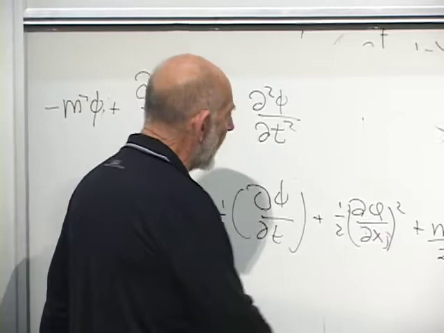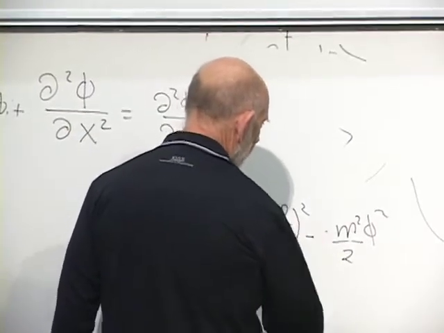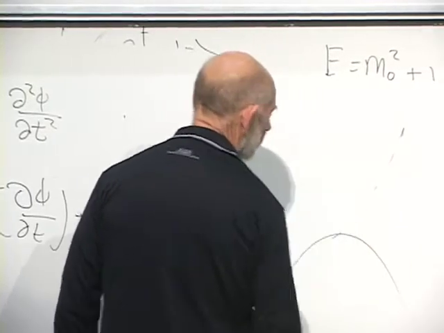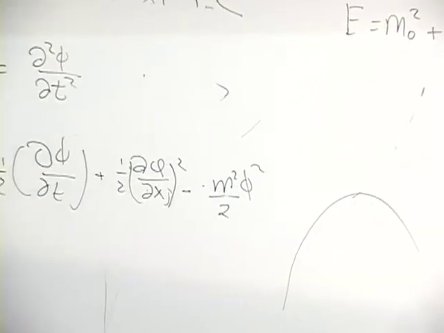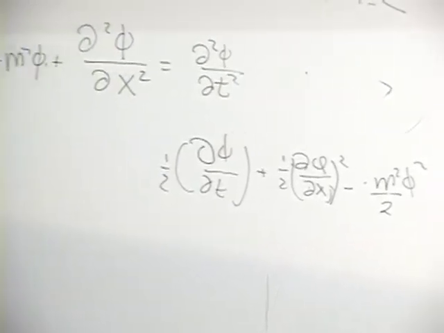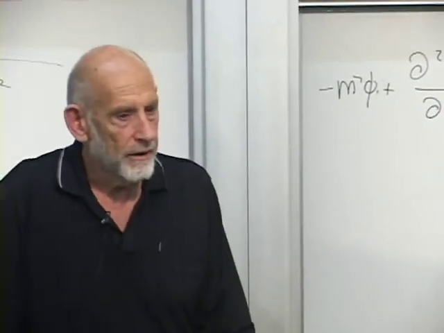What would happen if you had a negative term here, so that the potential energy of phi looked like that? You fall off the cliff. You know.